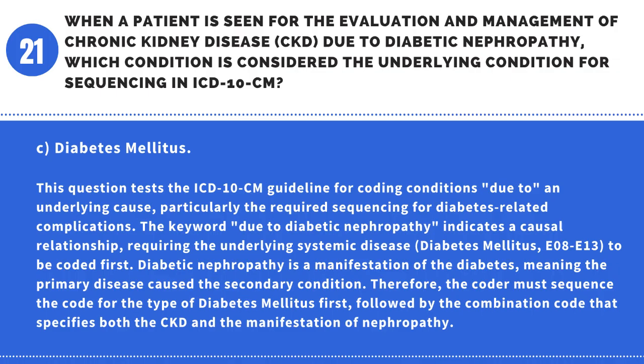Answer C. Diabetes mellitus. This question tests the ICD-10-CM guideline for coding conditions due to an underlying cause, particularly the required sequencing for diabetes-related complications. The keyword due to diabetic nephropathy indicates a causal relationship, requiring the underlying systemic disease, diabetes mellitus, E08-E13, to be coded first. Diabetic nephropathy is a manifestation of the diabetes, meaning the primary disease caused the secondary condition. Therefore, the coder must sequence the code for the type of diabetes mellitus first, followed by the combination code that specifies both the CKD and the manifestation of nephropathy.